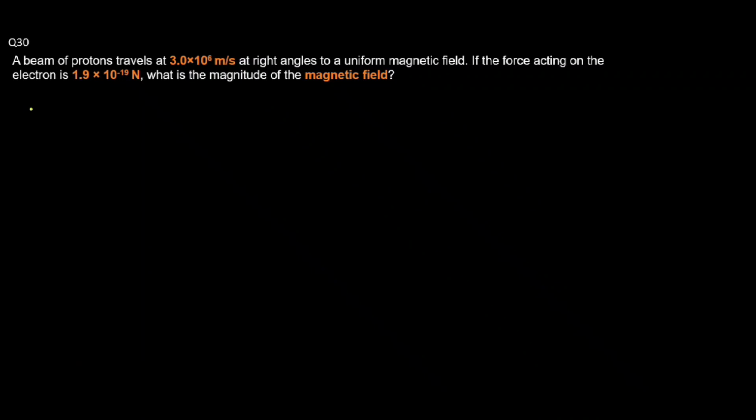In this video, we are going to discuss a problem based on force acting on a charged particle moving in a magnetic field. If you have a charged particle which is moving inside a magnetic field, the force acting on it is given by the expression F equals QVB sine theta, where Q is the charge of the particle, V is the velocity, B is the magnetic field, and theta is the angle between the velocity vector and the magnetic field.